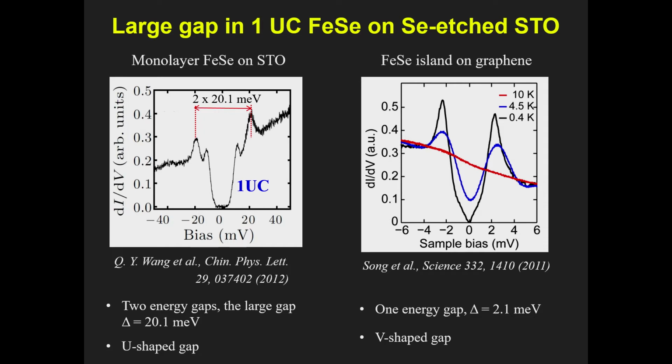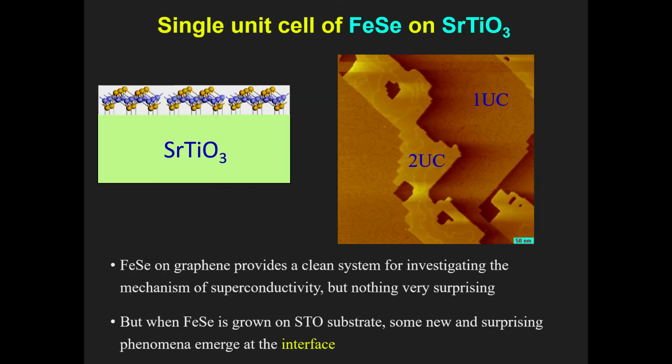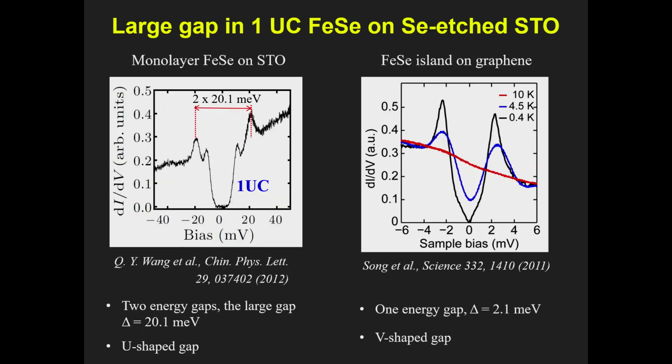Then he performed an STM experiment on the first layer, the monolayer. Actually, he can have different layers, 1 or 2 unit cells, but it turns out only the first unit cell is superconducting. In the STM experiment, you can see the gap size is about 20 meV. It's a huge gap. Remember, in the iron selenide island on graphene, the gap is only about 2.1 meV. So somehow there is a 10 times enhancement of the gap size.